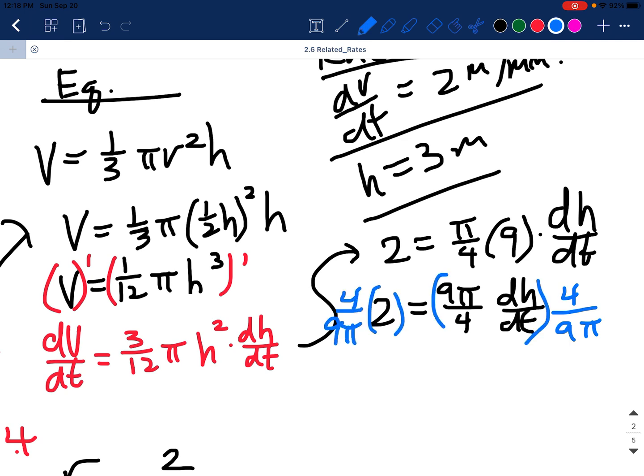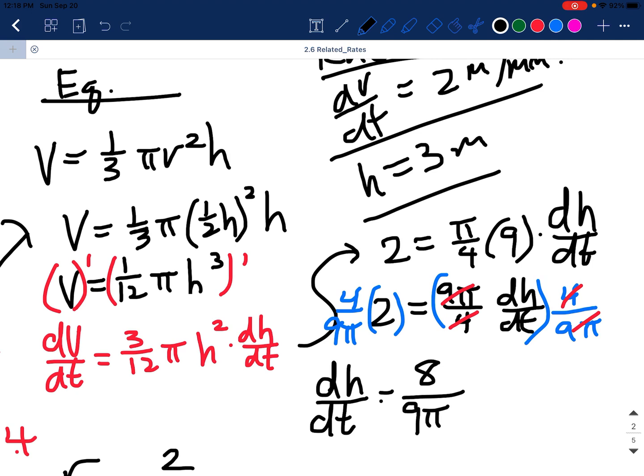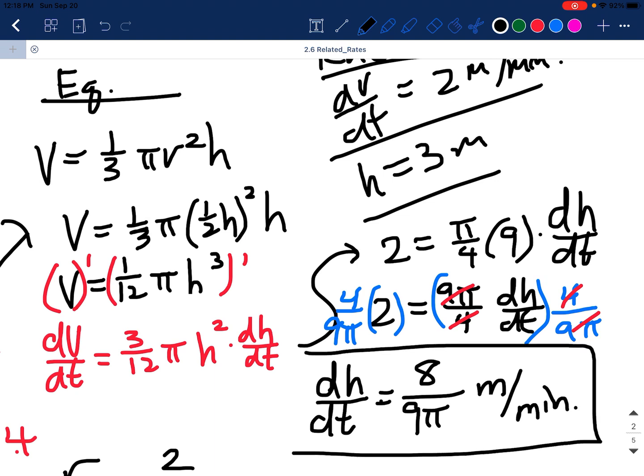We'll multiply by 4 over 9 pi. Get some nice cancellation there. And then we'll end up with dH over dt is equal to 8 over 9 pi meters per minute. And note, height is a linear measurement, so just meters, not meters squared or meters cubed.